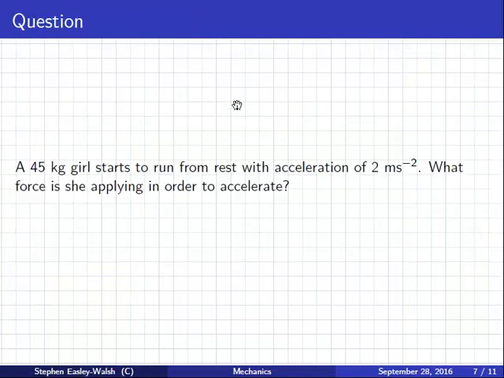Okay, so here's a very simple one to practice F equals ma. In fact, you could nearly do it in your head. A 45 kilogram girl starts to run with acceleration of 2 meters per second squared. What is the force? 90 newtons. Yes, okay. F equals ma. It's 45 multiplied by 2.